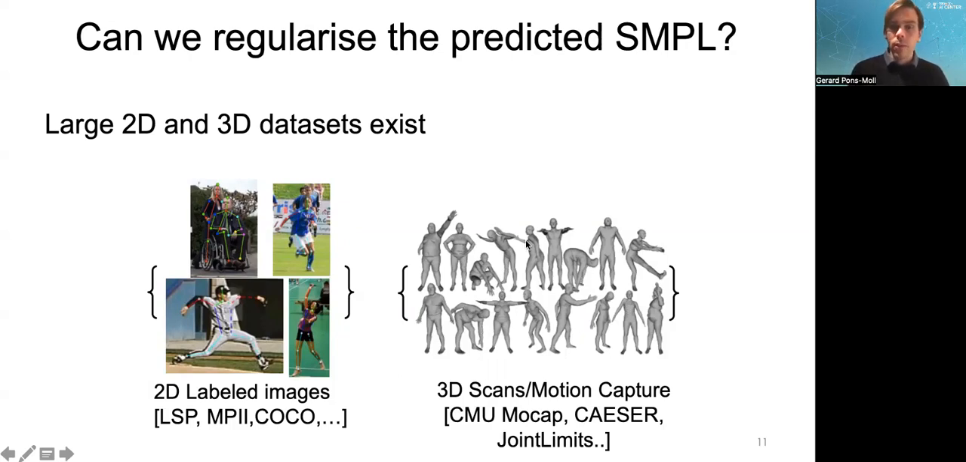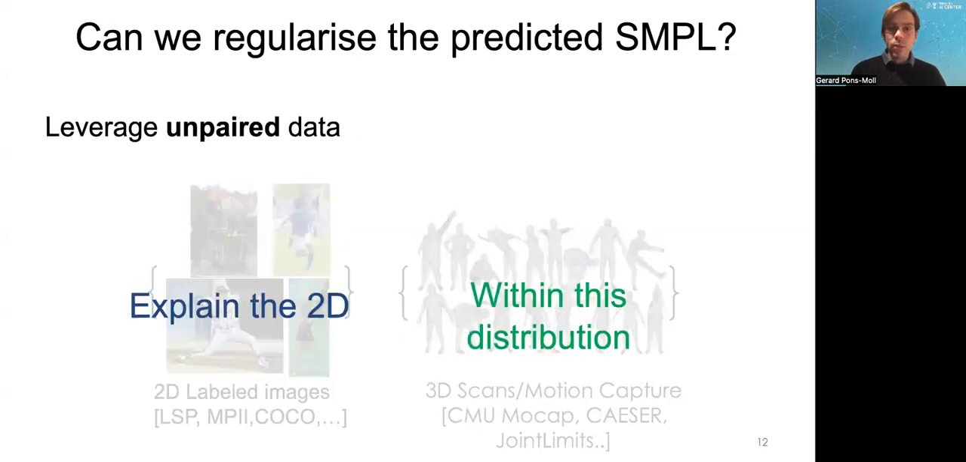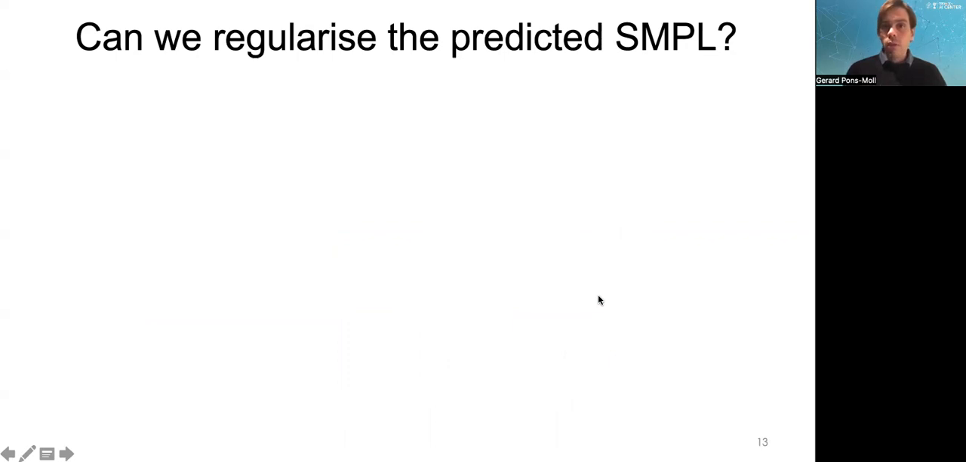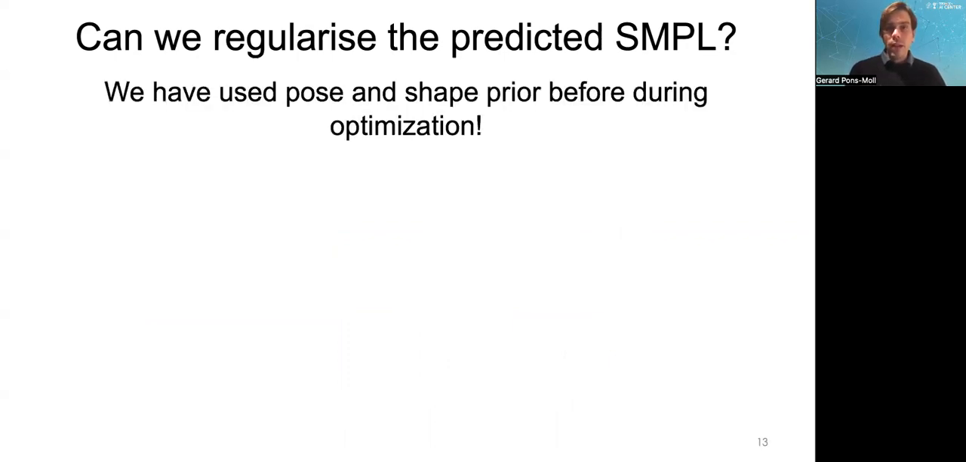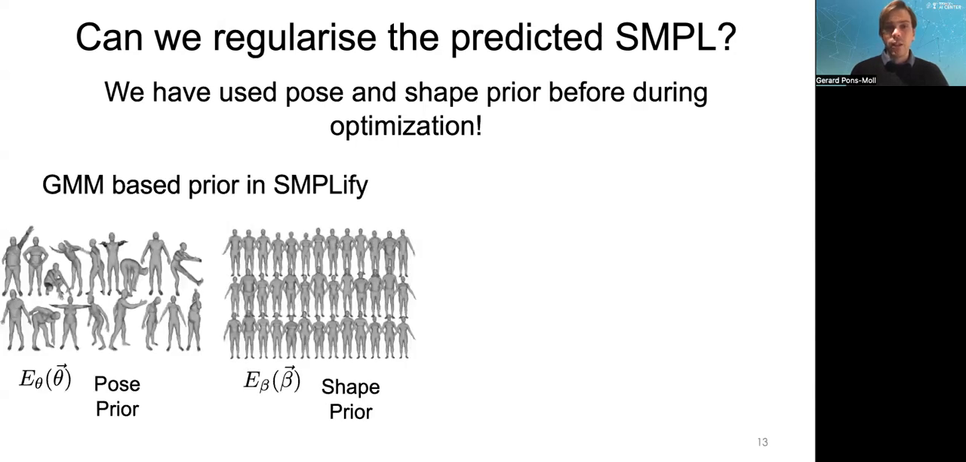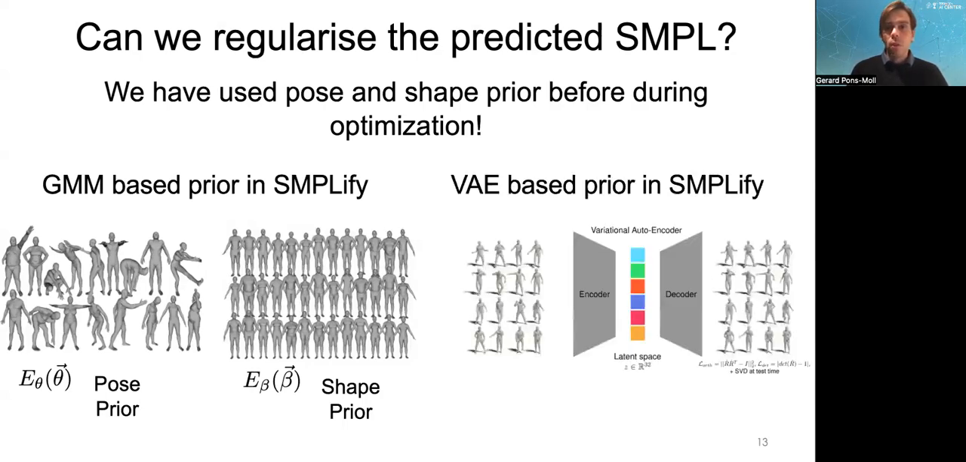And we have seen already a couple of examples on how to build priors. So basically the idea is to explain the 2D data while remaining in this distribution of pose and shape, which is given by the scans. So how can we regularize the predicted SMPL model? Well, we have seen pose and shape priors when we saw the registration lecture, and this is not different. You can build a pose prior, you can build a shape prior from the dataset, for example, a Gaussian mixture model, or a prior based on variational autoencoders.